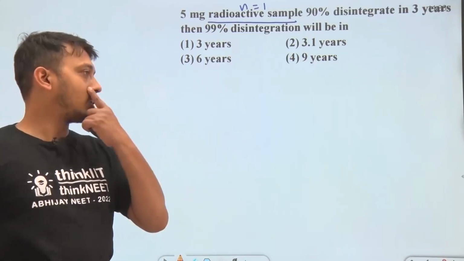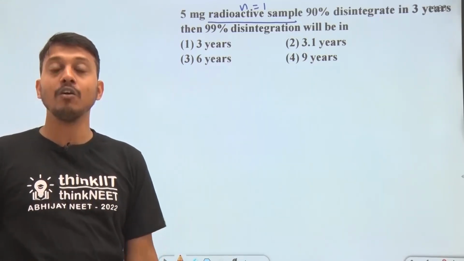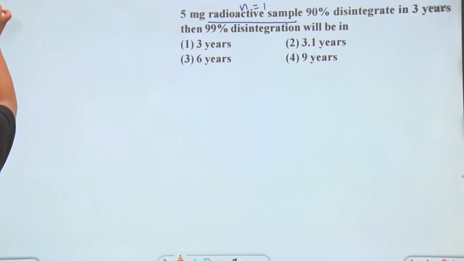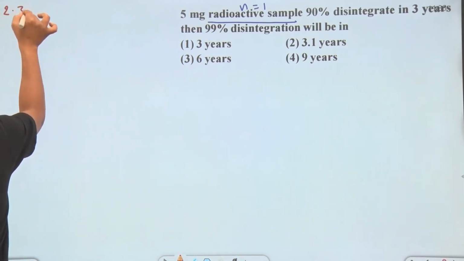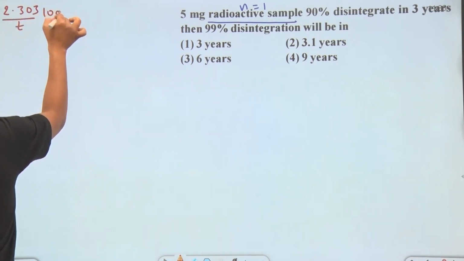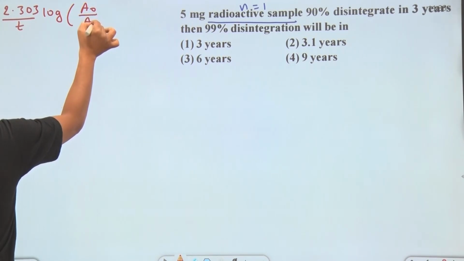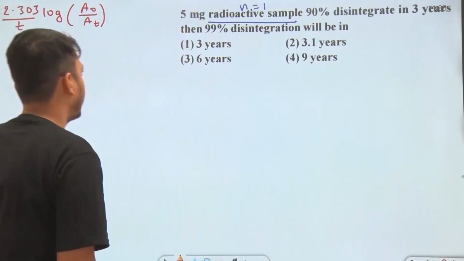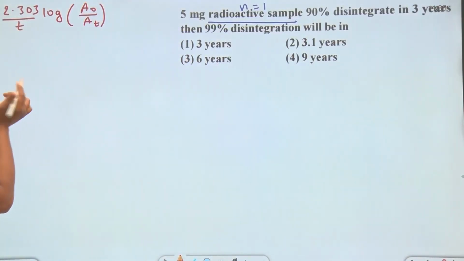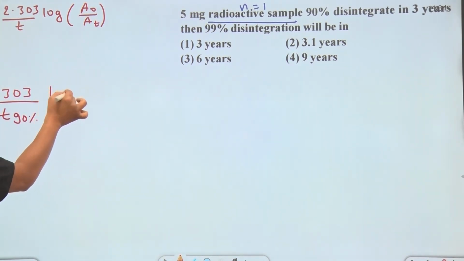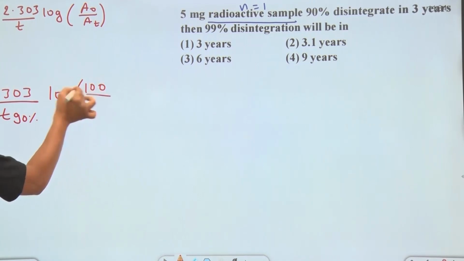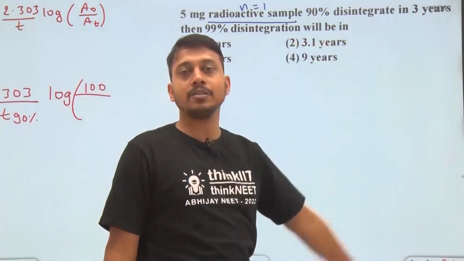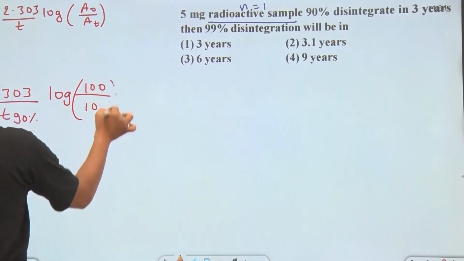So basically this is a first order reaction, and throughout the reaction the value of the rate constant is the same. So K is equals to 2.303 by T log A naught upon A T. Clear? Now in both these cases, that is 99% and 90%, K is the same. So we are going to equate both these. First for T 90%, it is 2.303 by T 90% log of A naught. Initially suppose it is 100%, and after 90% disintegration only 10% will remain.